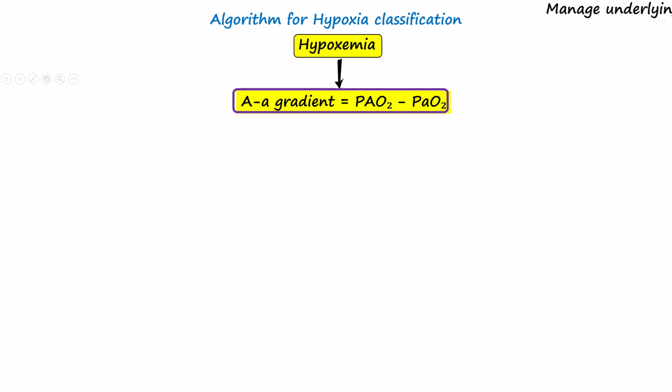Finally, let's create an algorithm to assess hypoxia using the AA gradient. When hypoxemia is suspected, the first step is to confirm low oxygen levels in arterial blood, typically defined as a partial pressure of oxygen below 80 mm of mercury while breathing room air. Once confirmed, the next step is to calculate the alveolar arterial oxygen gradient, which helps determine whether the hypoxemia stems from a lung-related problem or an issue outside the lungs.